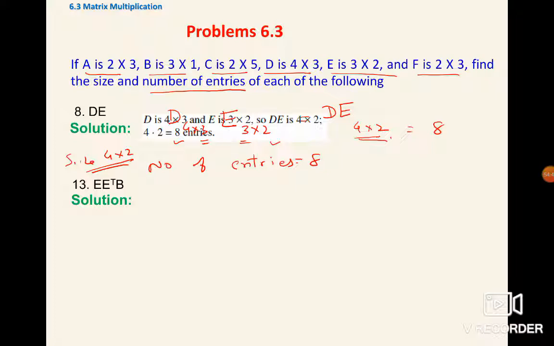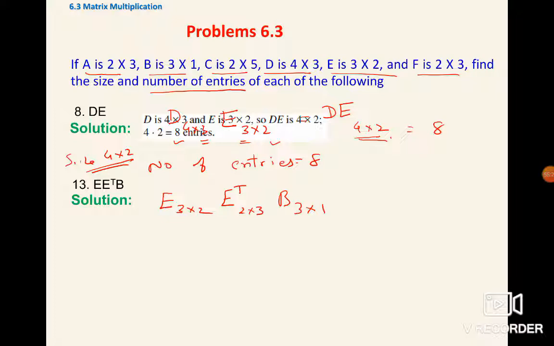E transpose B. First tell me the size of E. It is 3 by 2. What is the size of E transpose? Transpose it, you will find 2 by 3. Rows become columns, columns become rows. So if you have a matrix of size M by N, the transpose will have the size N by M. So just interchange the rows and columns. And what is the size of B? Size of B is 3 by 1. It is 3 rows, 1 column.